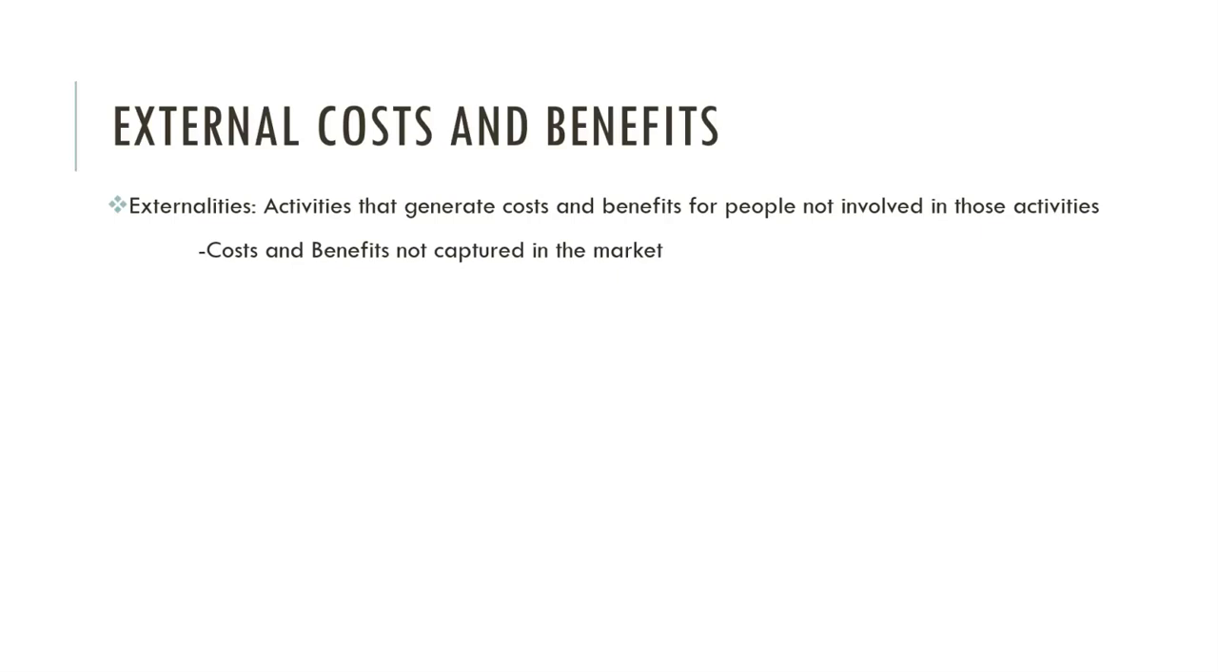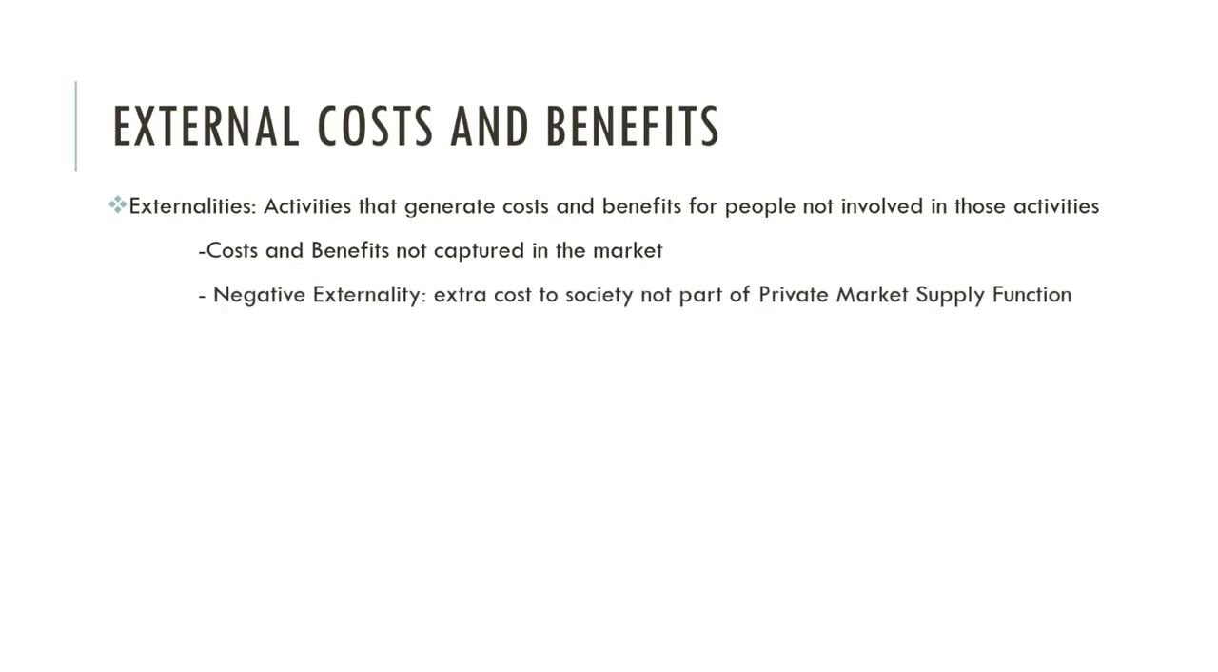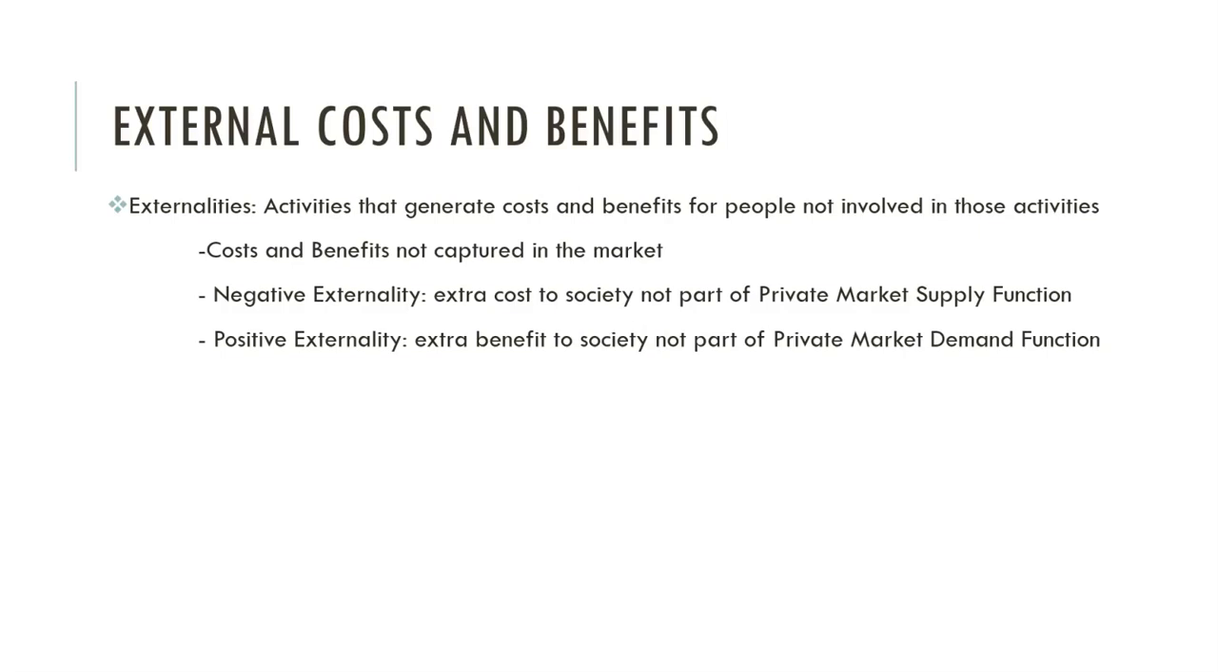supply and demand curves. So a negative externality is an extra cost to society that's not part of the private market supply function. And a positive externality is an extra benefit to society that's not part of the private market demand function. You may think of a lot of pros and cons of different markets. Airline travel makes things faster, people can get where they want to go, but that's not a positive externality, right? That's just something that's already part of the demand curve.